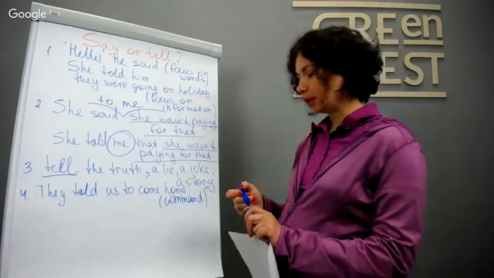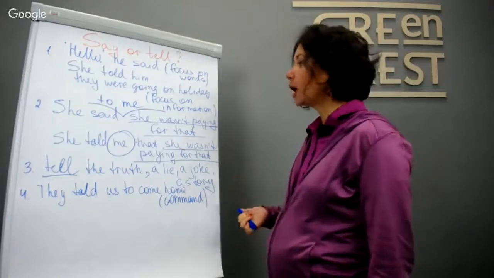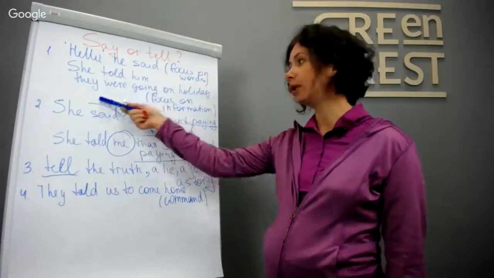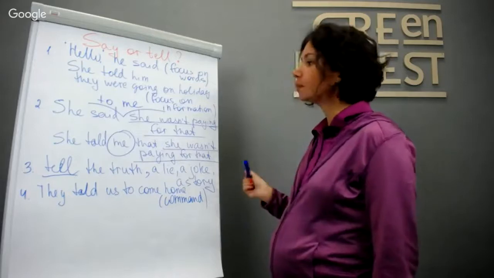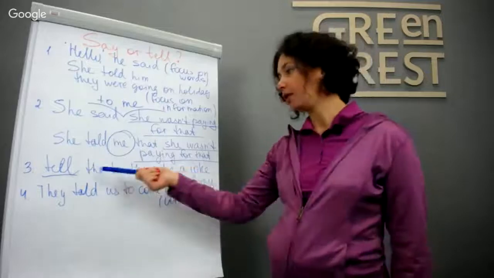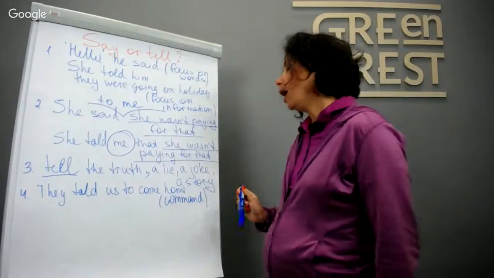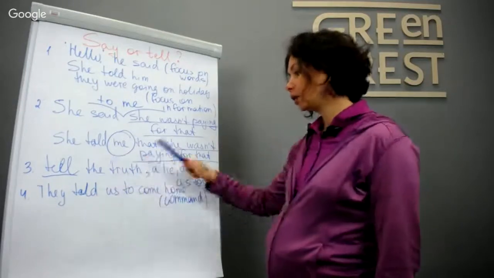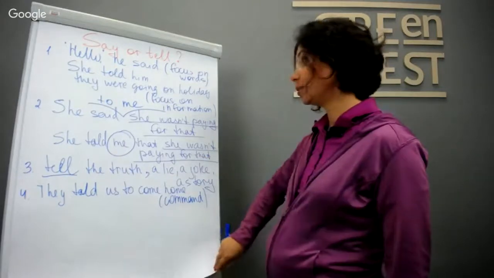So the first one: say focuses on words, tell focuses on information. After say, we can say whom or not, but we need to use the preposition to. She said to me, to us. After told, we always need to say whom. The exceptions are these phrases: tell the truth, tell a lie, tell a joke, tell a story. And when we want to report somebody's command, we say they told us to come. We use the infinitive in this case. So this is about say and tell.